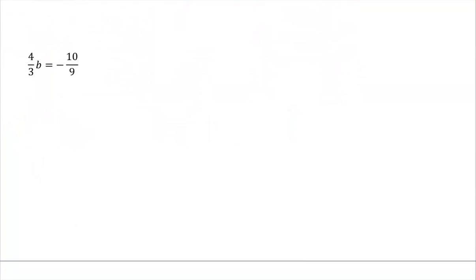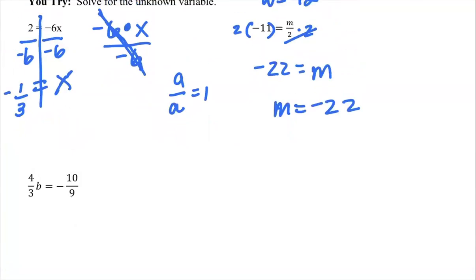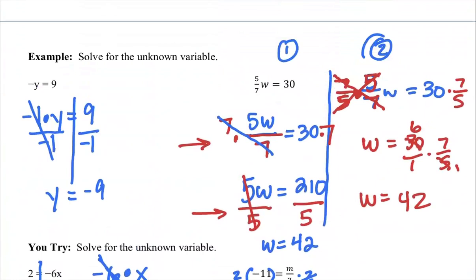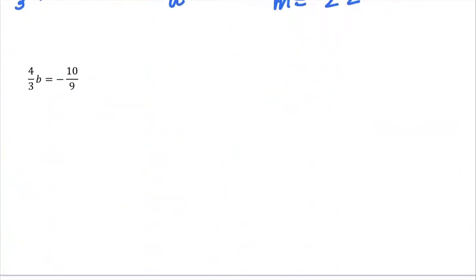Next one, 4/3 b equals -10/9. I'm going to choose to do it like this one. So I'm going to multiply by the reciprocal. So what's that reciprocal of 4/3? It would be 3/4. So both sides are going to get multiplied by 3/4. On the left side, these cross reduce, or you can think of it as 12 over 12, which simplifies to 1. Either way, we're getting b isolated, which is what we want.